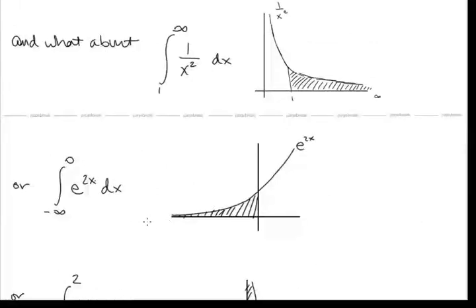As well, here we have negative infinity to 0 of e to the 2x. E to the 2x looks like this. From negative infinity to 0, we're talking about this shaded area. Again, it's an unbounded area. We don't yet know if it's finite.